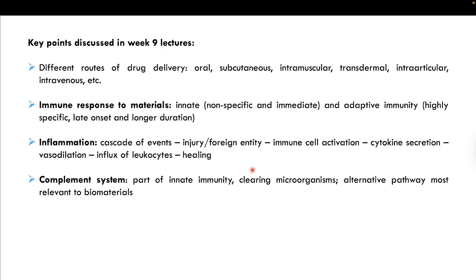And then we start looking into details of the immune system. For example, the complement system. As I said, it's part of the innate immunity. It's non-specific. The job of the complement system is to clear microorganisms, and there are different pathways. One of them is the alternative pathway, which is the most relevant to biomaterials. Whenever you put a biomaterial in the patient's body, your complement system is going to be triggered.